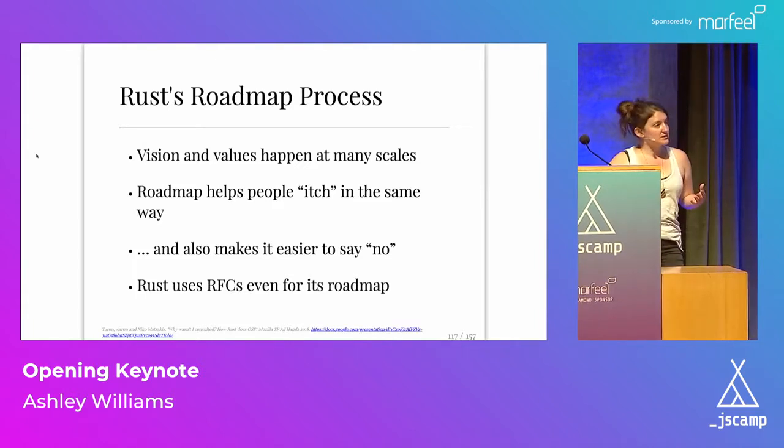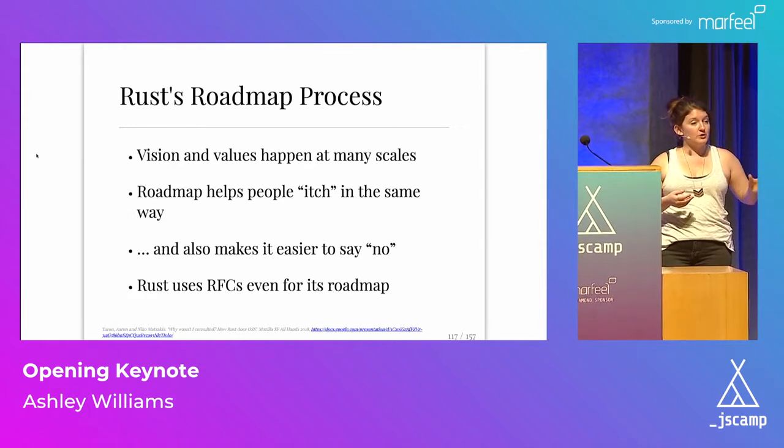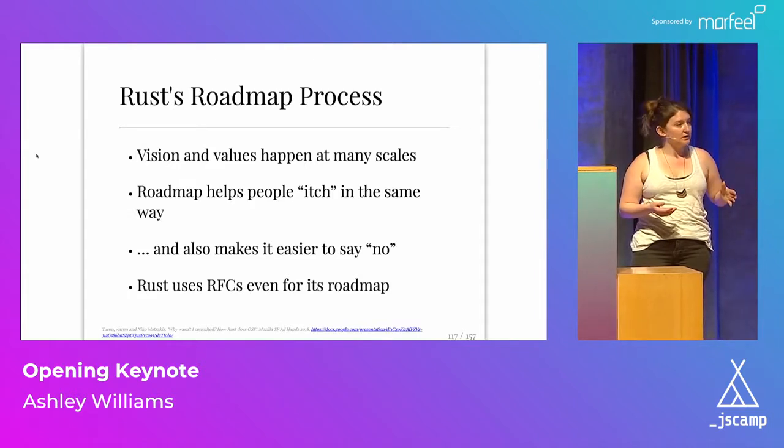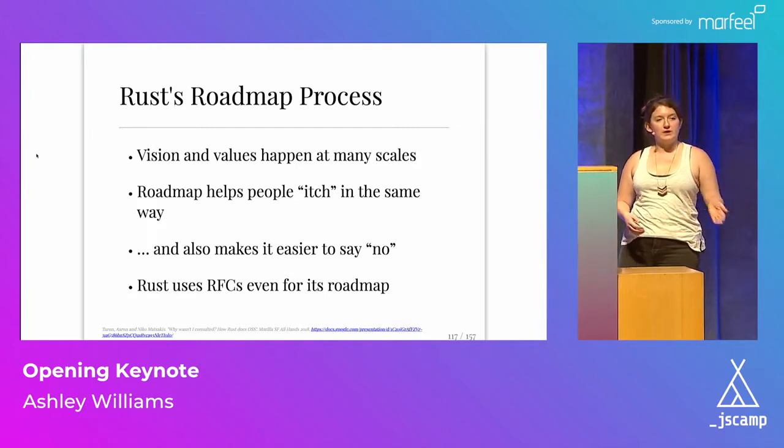And so what Rust does is Rust kicks off this process called the roadmap process, where we work on setting goals for the year with the entire community. The reason that we do this is because it makes it a lot easier for us to say no. When new features come into Rust that are not aligned with our goals for the year, we don't say no forever, but we can say no, not right now.